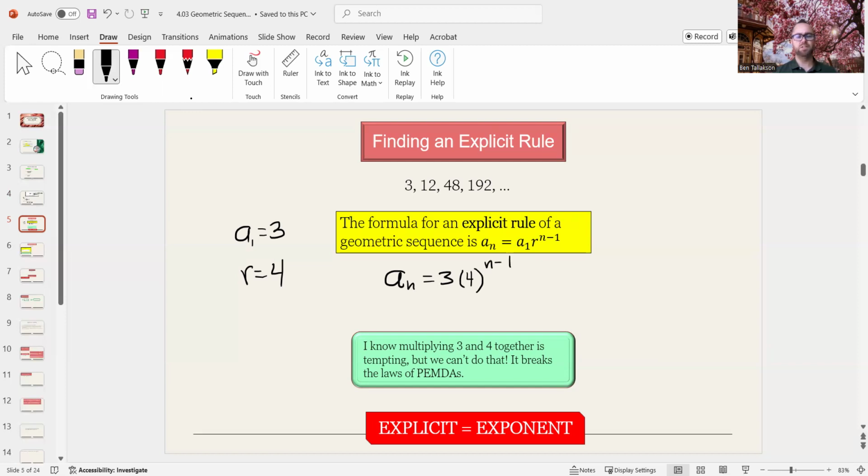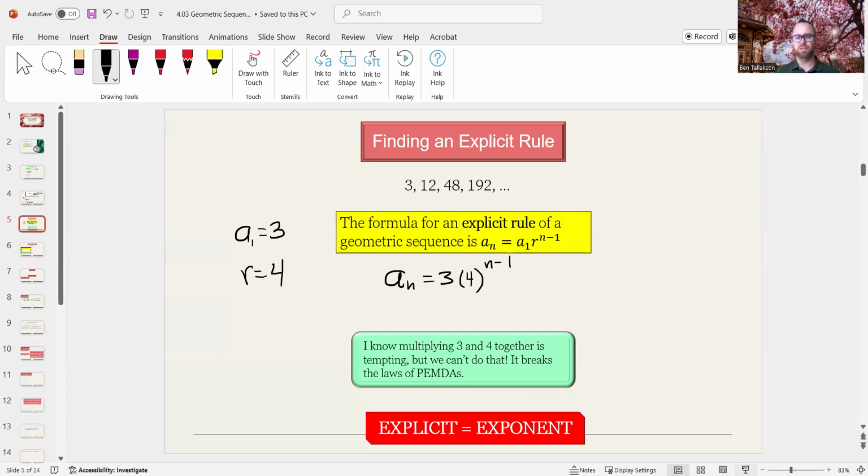N is your variable. It stays there. And I know it is very tempting to multiply these two together, but don't do it. That breaks the laws of PEMDAS, right? Because 4 needs to be raised to these powers before it's multiplied with 3, but we don't know what n is, so that is our explicit rule. Again, if you remember from arithmetic, you could find any specific term in the sequence by plugging in a value for n. So if you want to know the fourth term in the sequence, plug in 4. Or 54, plug in 54. Whatever it is, this explicit rule will help you find it.